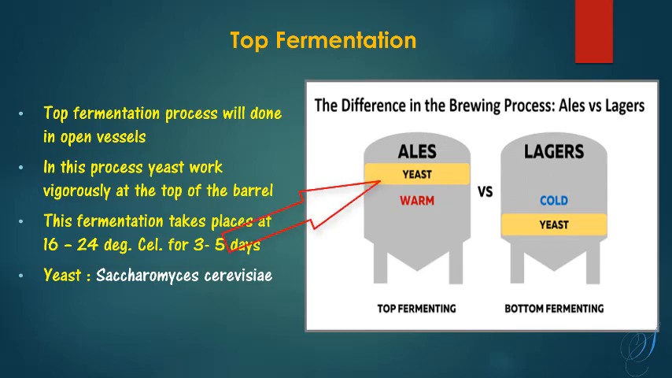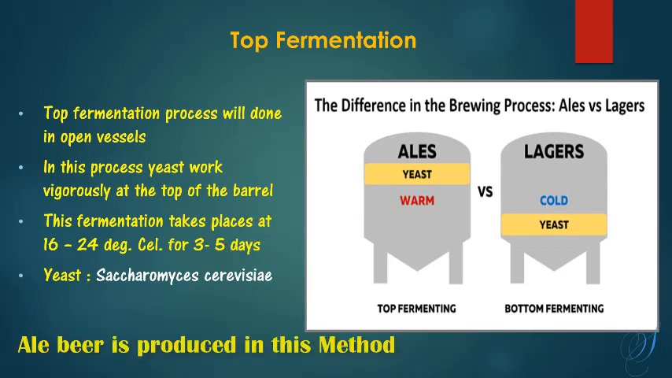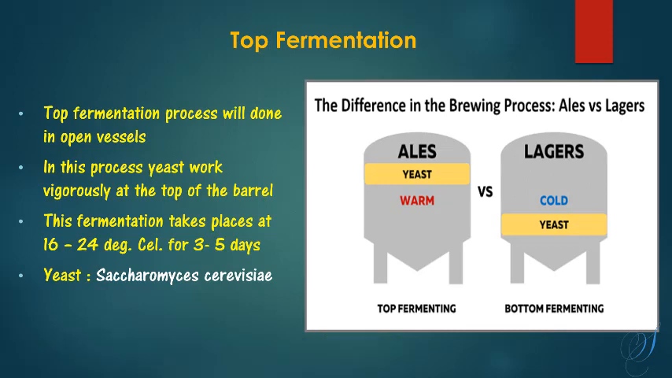In this fermentation, the dead yeast cells float at the top of the barrel after completion. Ale beers are produced in this method. By either of the above methods, young beer is produced and moved to the next stage.